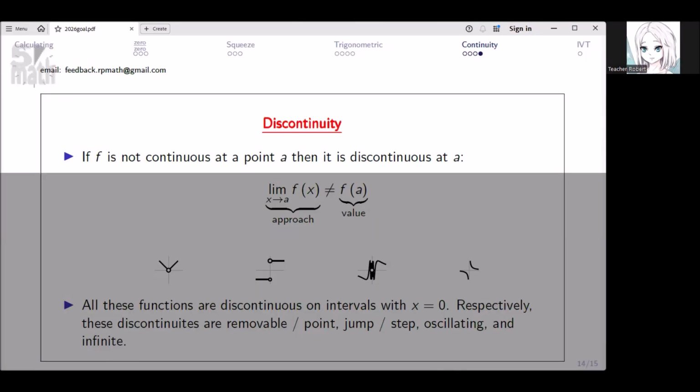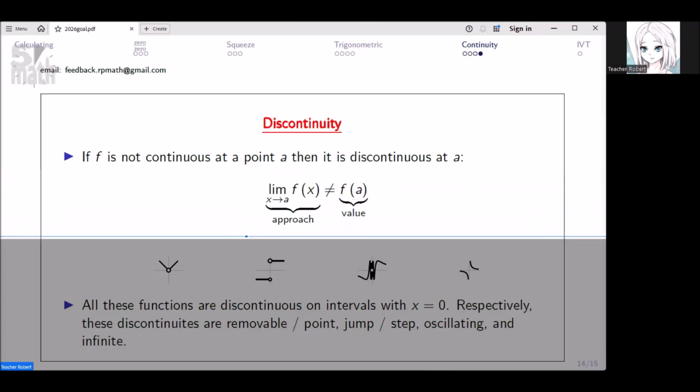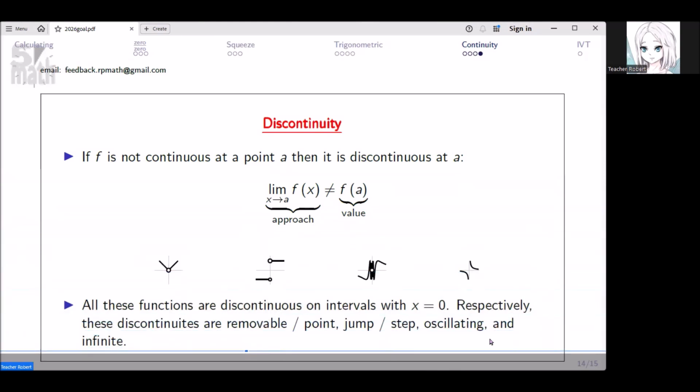Discontinuity. If f is not continuous at a point a, then it is discontinuous at a. Limit as x approaches a, f of x does not equal f of a. All these functions are discontinuous on intervals with x equals 0. Respectively, these discontinuities are removable, a point, jump, a step, oscillating, and infinite.